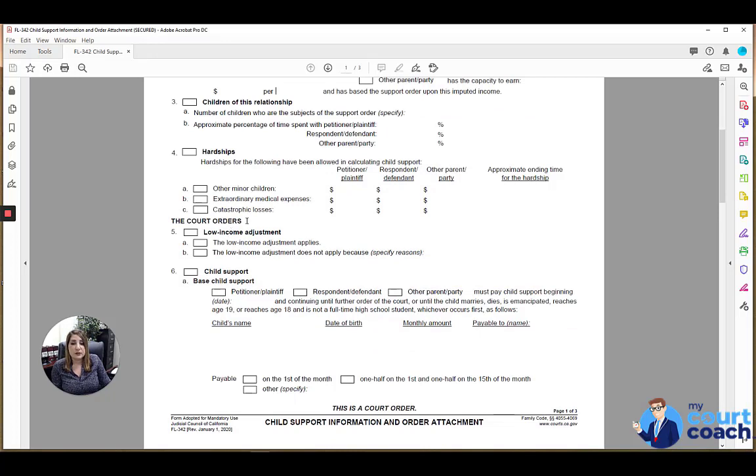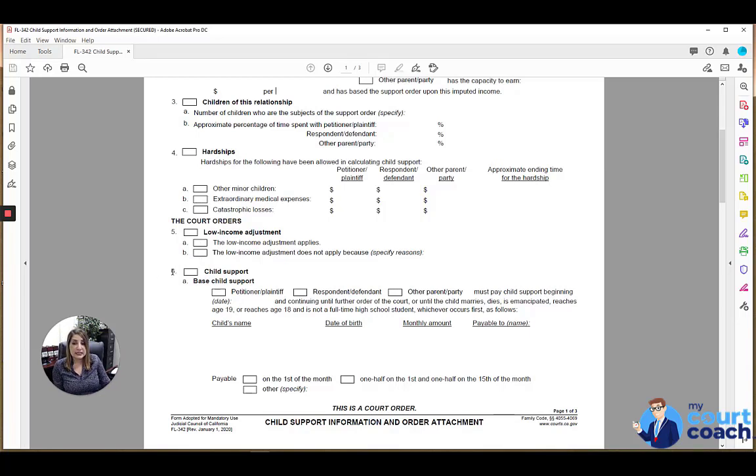Field number 5 has to do with low income adjustments. There is a separate video on this, but just to summarize, where the net disposable income per month of the obligor, the payor of child support, is less than $1,500, and that amount is adjusted annually for cost of living expenses, the court can consider a low income adjustment. If the court makes orders regarding a low income adjustment, mark box 5, and then 5A would be if the court did apply the low income adjustment. 5B is if they did not.